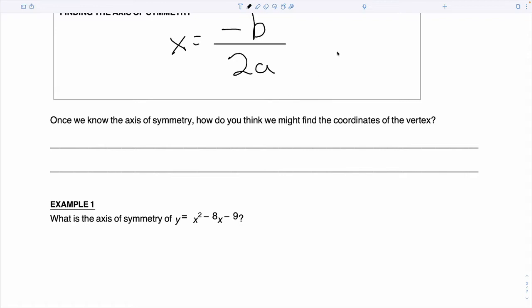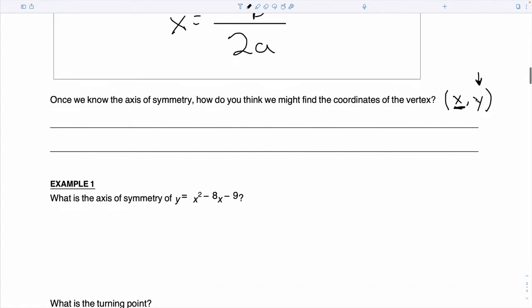Once we know the axis of symmetry, how do you think we might find the vertex? If your vertex is going to be x comma y, and you find the axis of symmetry, if x is the axis of symmetry, how would I find y? If I know x, I'm going to start plugging in numbers here to get y by itself. That's coming up next, but let's jot that down quickly. We might find the coordinates of the vertex by substituting x into the quadratic function.